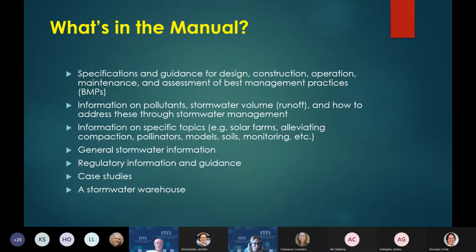Lots of case studies in the manual, and it really is a warehouse. It's become a warehouse for all kinds of stuff. Archived documents, links to other sources of information, links to research or communities, research organizations. So it's kind of become a warehouse also. Next slide.